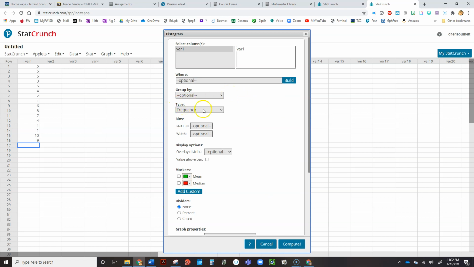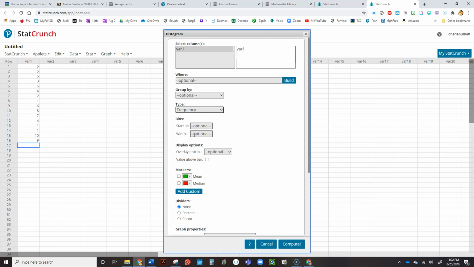Here's the type. You can choose either frequency or relative frequency. These are going to be the two that you choose from, depending on what it tells you. We'll do frequency first, since we did frequency for all of these. What is it talking about right here? Bins. I don't usually do a start at, but I guess if you wanted to, you could. We'll leave that one blank. I usually leave it blank. I just go straight for the width. And that's the class width that we calculated for every one of them.